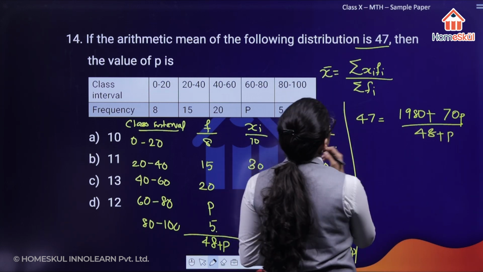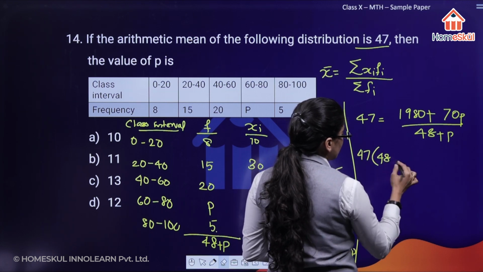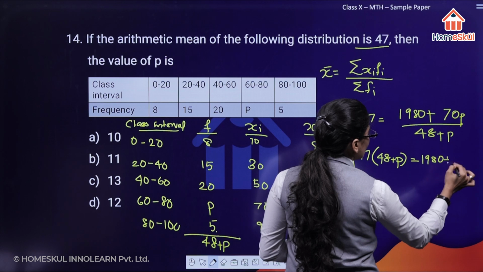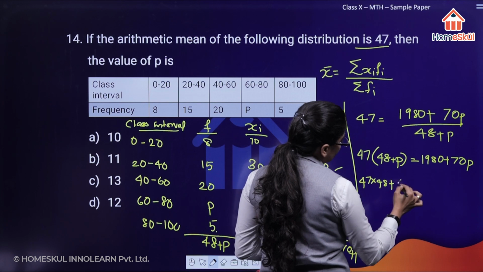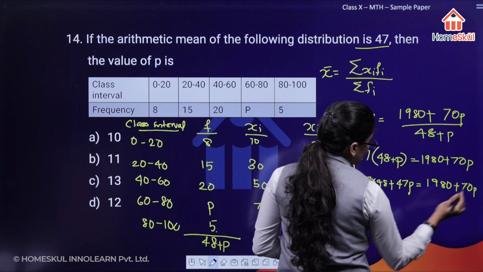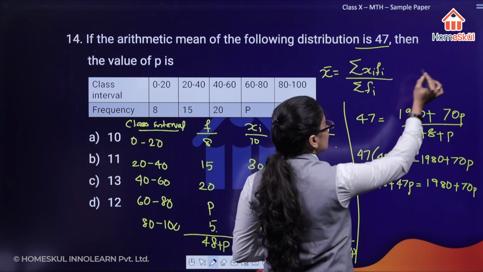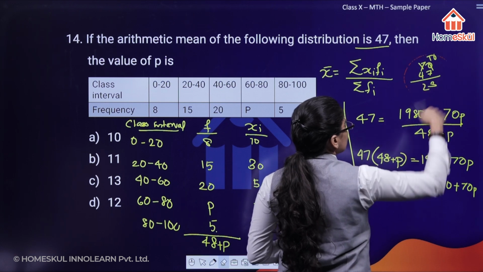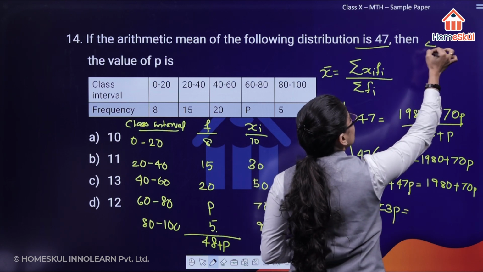On cross multiplication, what will we be getting? 47 times 48 plus p is equal to 1980 plus 70p. On opening the bracket on the left side, 47 into 48 plus 47p is equal to 1980 plus 70p. So, on taking the p terms to the same side, 70p minus 47p. 70 minus 47 is 23. So, 23p is equal to 47 into 48.